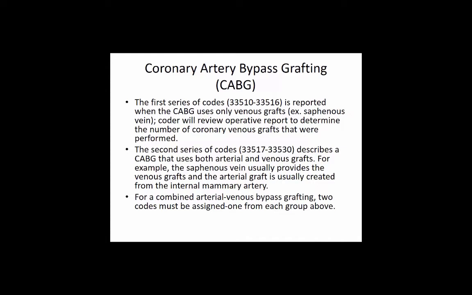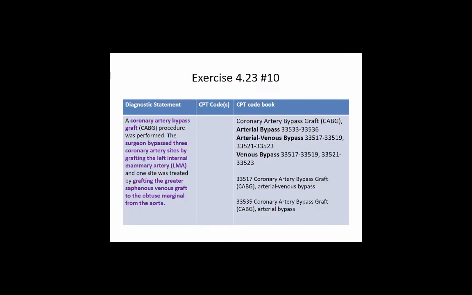You as a coder will review the operative report to determine the number of coronary venous grafts that were performed. The second series of codes describes a CABG that uses both arterial and venous grafts. For example, the saphenous vein usually provides the venous grafts, and the arterial graft is usually created from the internal mammary artery. Whenever the procedure is a combined arterial venous bypass grafting, 2 codes have to be assigned, one from each of these groups. And let's do one of these questions.